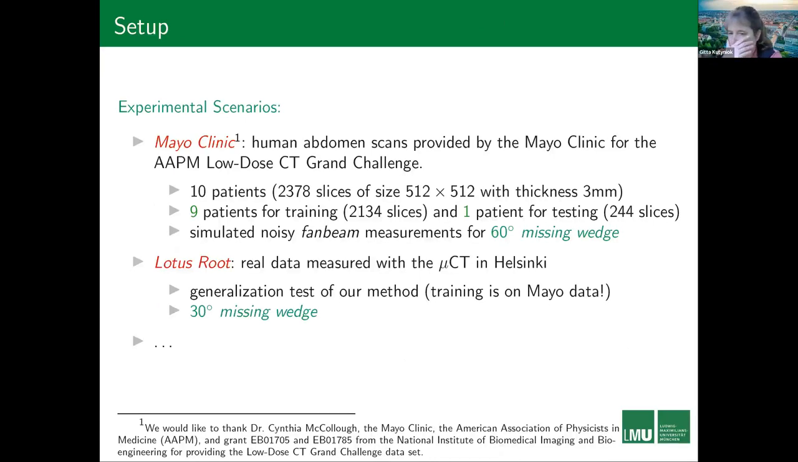Now, okay, so let me show you some numerical experiments for that. What we will see is, so this is real data. We have a 60-degree missing wedge, and then in a second step we use this neural network, which was trained on this type of data, so on real patients, for a very different task. And so the question is, does it generalize that way?